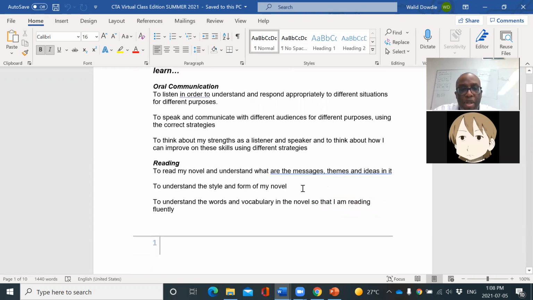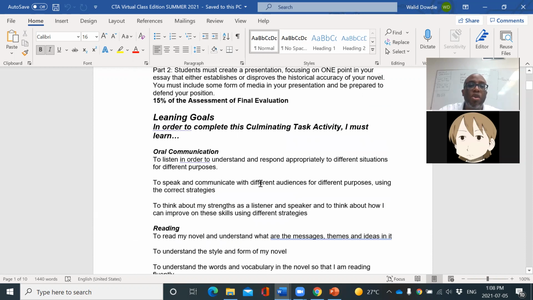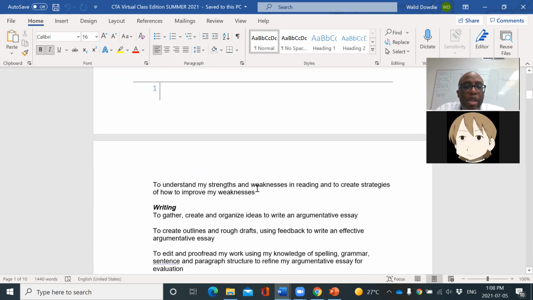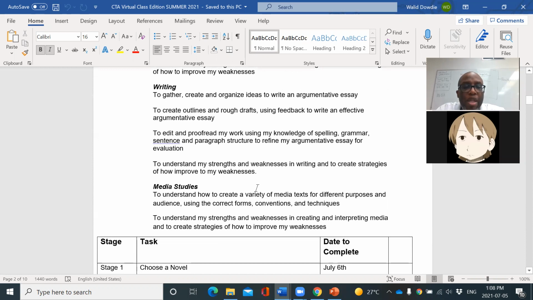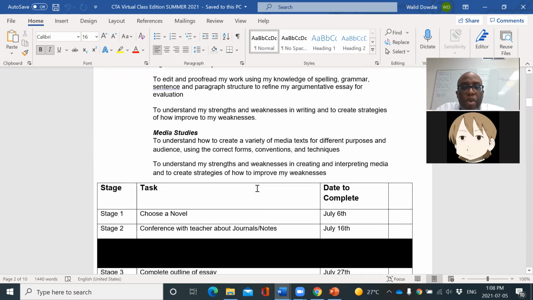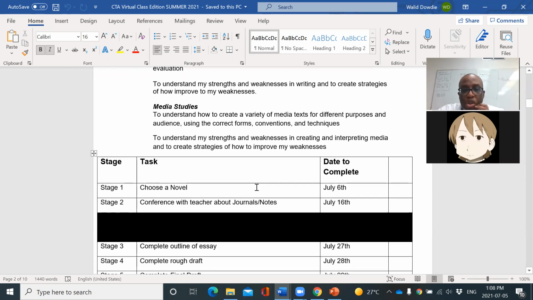This just breaks down the learning goals. So we have oral communication, reading, writing, and media studies. Basically, what I've come down to is a breakdown of how you should organize it by the dates. Now, they're flexible, but again, we want to make sure we finish this by the end of the month. So tomorrow you want to choose a novel.